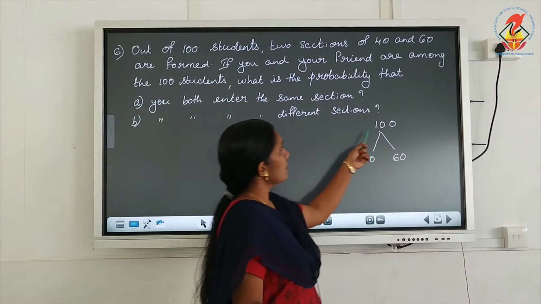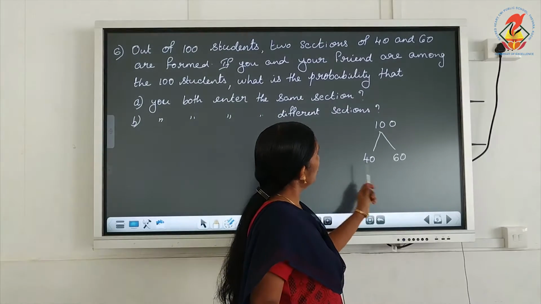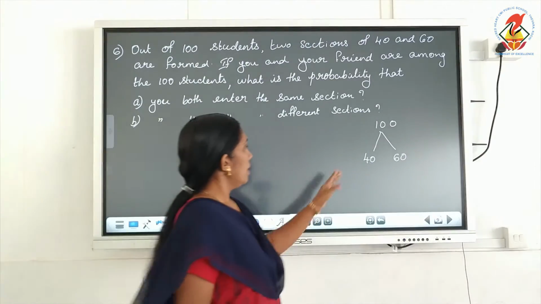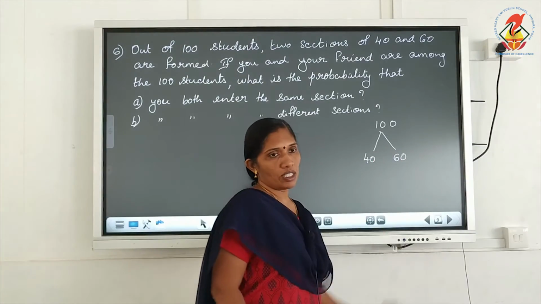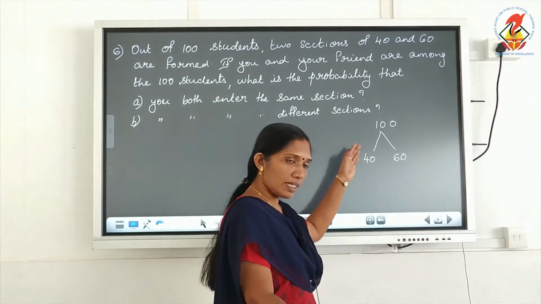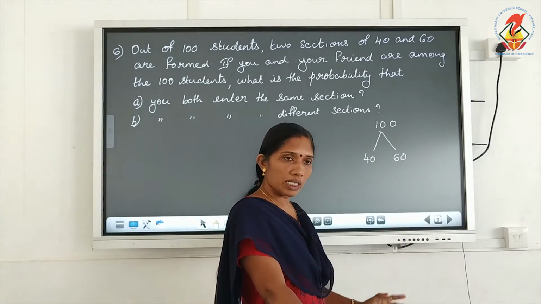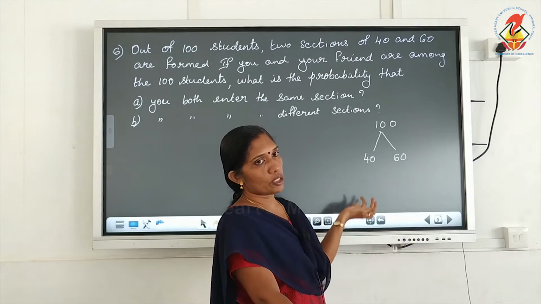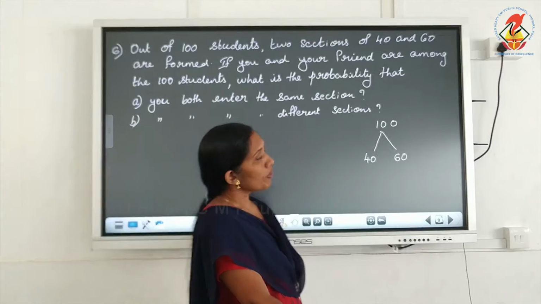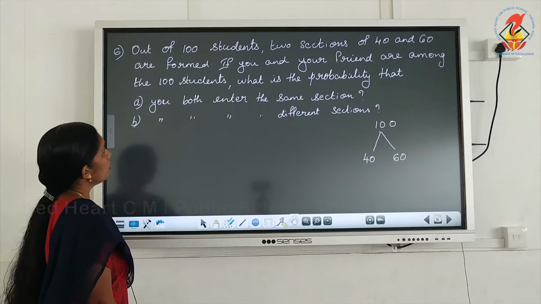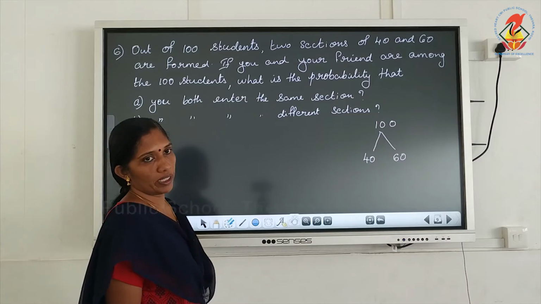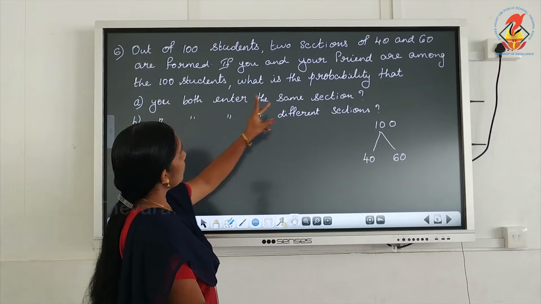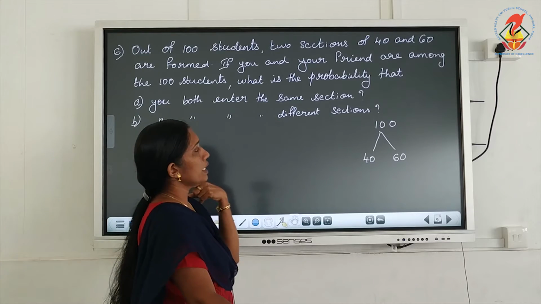So, there are 100 students and two sections. It is divided into two sections. One is 40 students, the other one is 60 students. Okay, in two sections like A and B, total 100 students divided into two sections. In one section there are 40 students, the other section 60 students. What is the probability that you and your friend, so talking about two students, the first one is what is the probability that you both enter the same section?